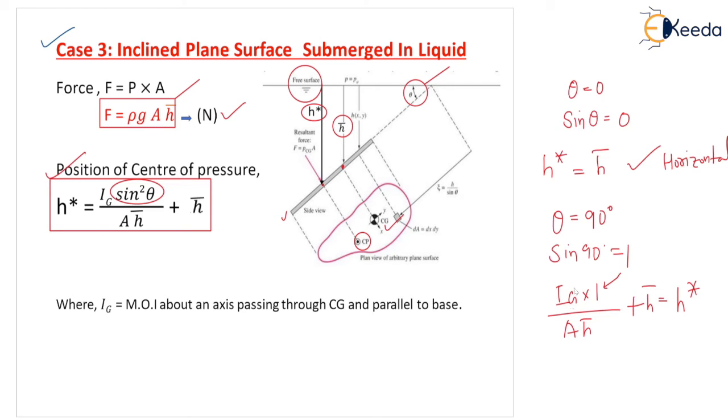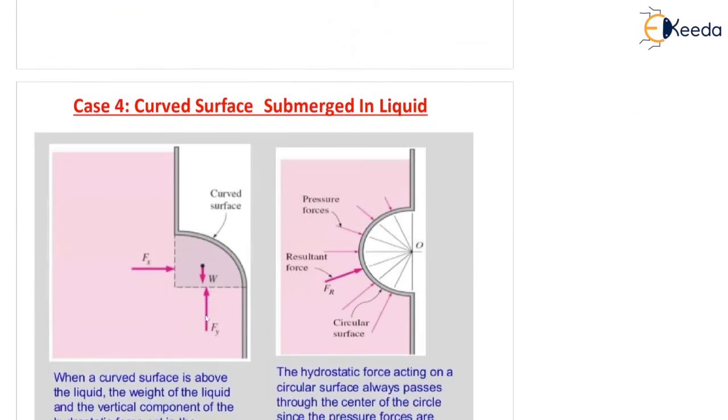So that's why we can say that yes, this is the second last step of the derivation. By putting the value of theta, we are getting the different cases. And what is Ig? Moment of inertia about an axis passing through CG and parallel to base. Okay. We'll go and see the next last step, that is your curved surfaces.